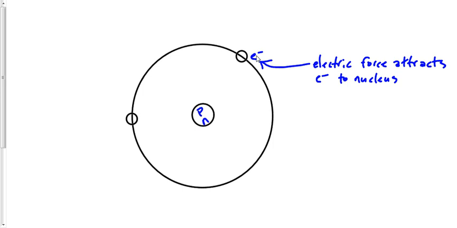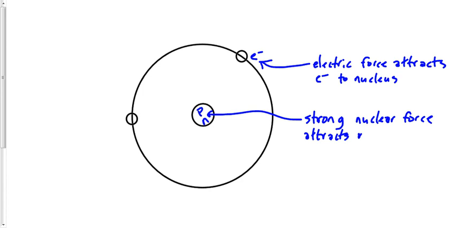You have to have a centripetal force. Remember that from Physics 20? You have to have a centripetal force keeping something in orbit around something else. And that centripetal force in this case is caused by the electric force. But the protons are kept in the nucleus, as are the neutrons, by something called a strong nuclear force. We're going to say the strong nuclear force attracts the nucleus together. We're going to learn more about this in our final unit of the year. But for now, you just need to know that that's what keeps the nucleus together.